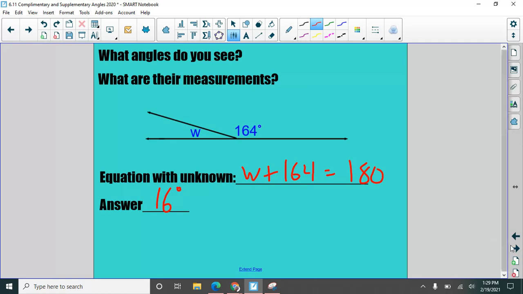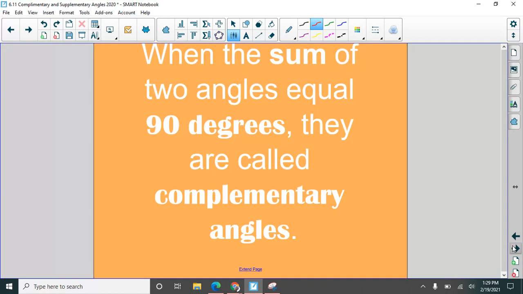Now, what about this? What if we have the sum of two angles and they equal 90 degrees? We're going to call those complementary angles, not complement with an I, right? If you say a compliment, that means you say something nice about someone, right? So these are homophones, right? They are two words that sound the same but mean very different things. If you have complementary, something that's complementary is like peanut butter and jelly. Those are complementary. Those go together. So these two angles go together to equal 90 degrees.